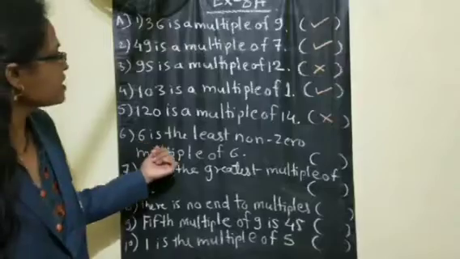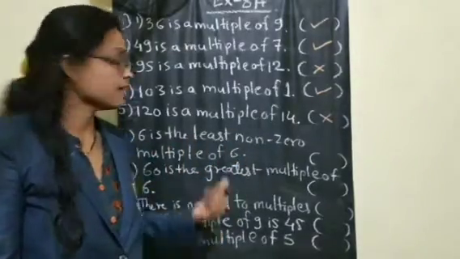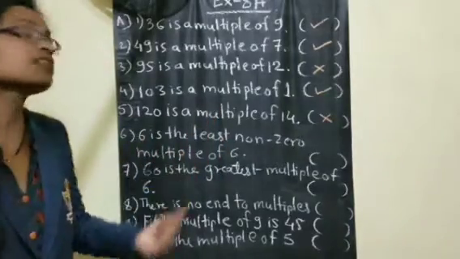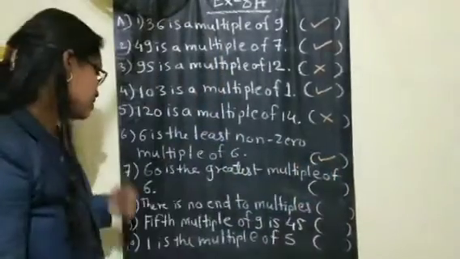Sixth one. 6 is the least non-zero multiple of 6. Least means smallest. Non-zero multiple of 6. Yes, it is correct.